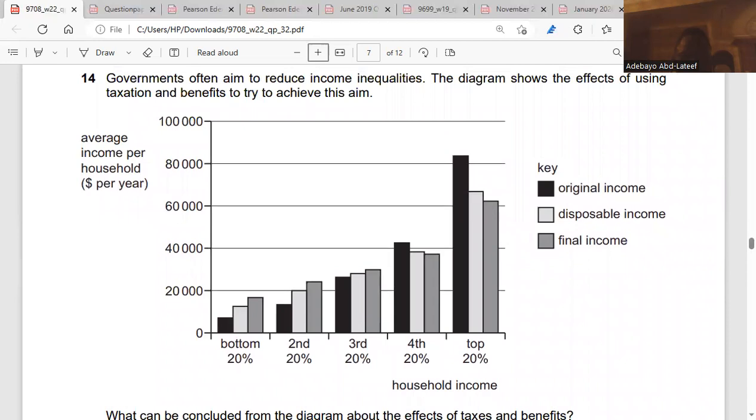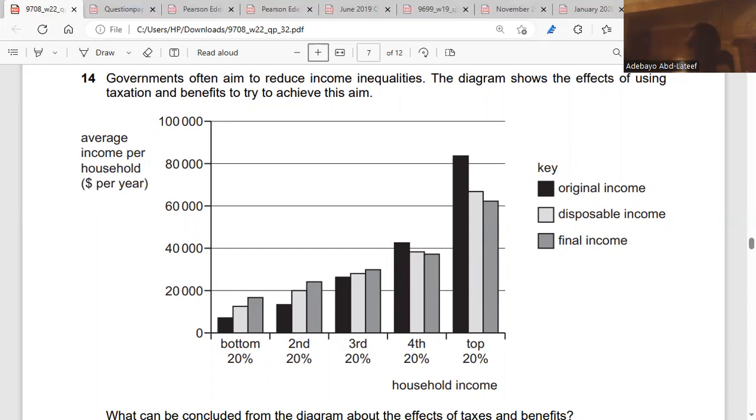For 0 to below 20,000, it's fine because the final income is more than the original and disposable income. For the second, the final income is more than the disposable and original income. For the third, the final income is still higher. But from the fourth and the top, which are above 40,000, they have more original income. Their final income is falling. They have a less final income.